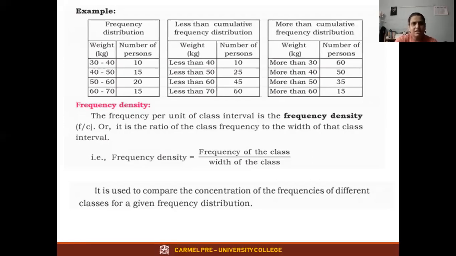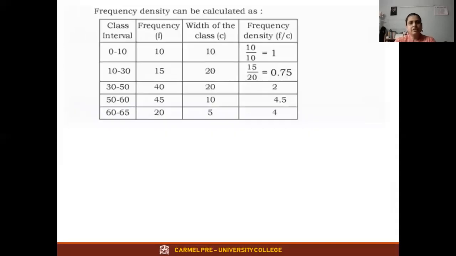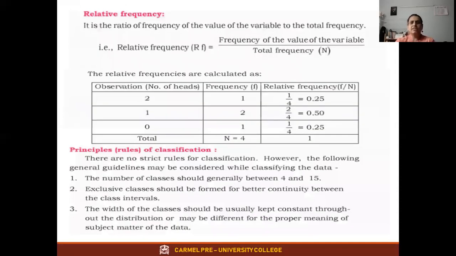Whereas in this other table, it is 0 to 10, then the width became 10 to 30. It's varying. It should not actually vary. If it varies, then you have to find out frequency density. Normally, an ideal table will not have different class widths. So the third rule: the width of the class should be constant throughout the distribution. Learn that much.